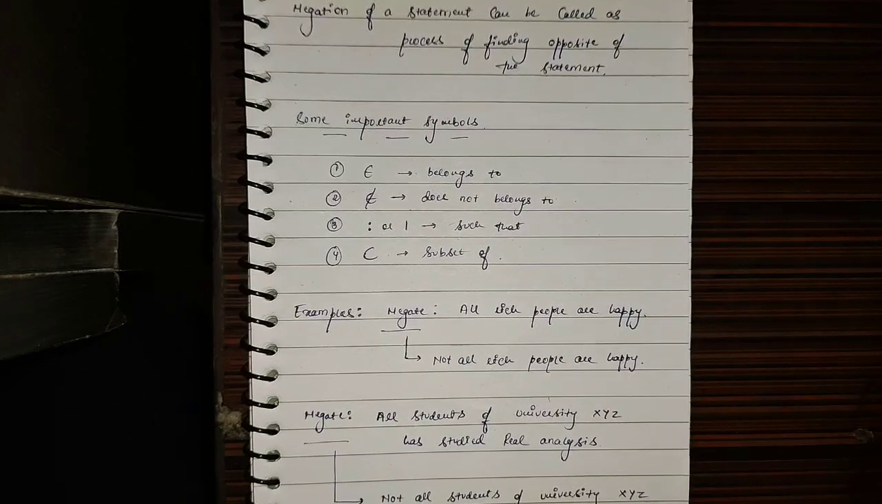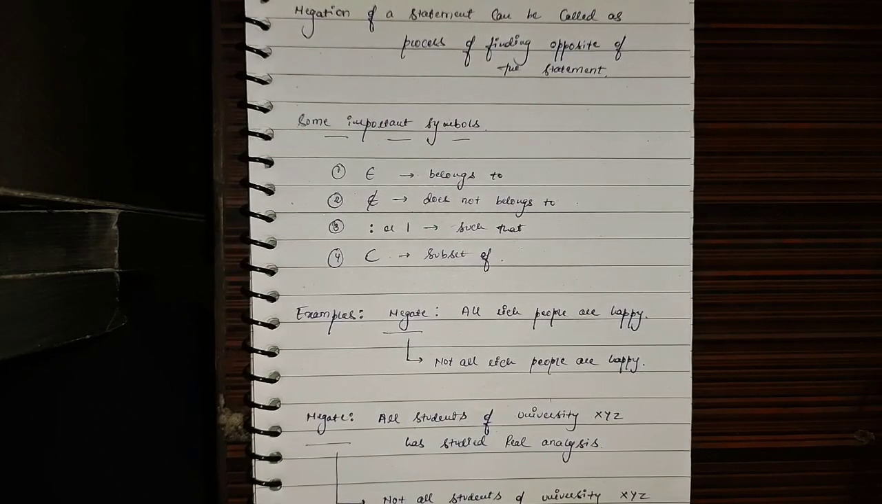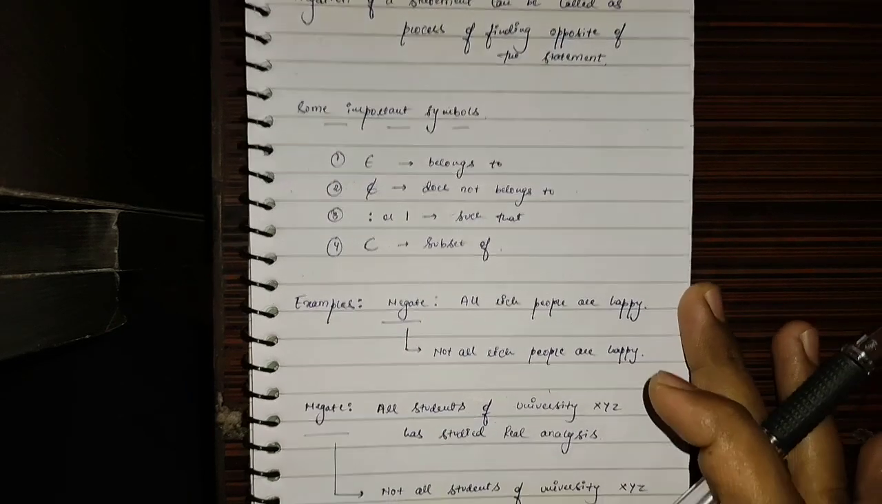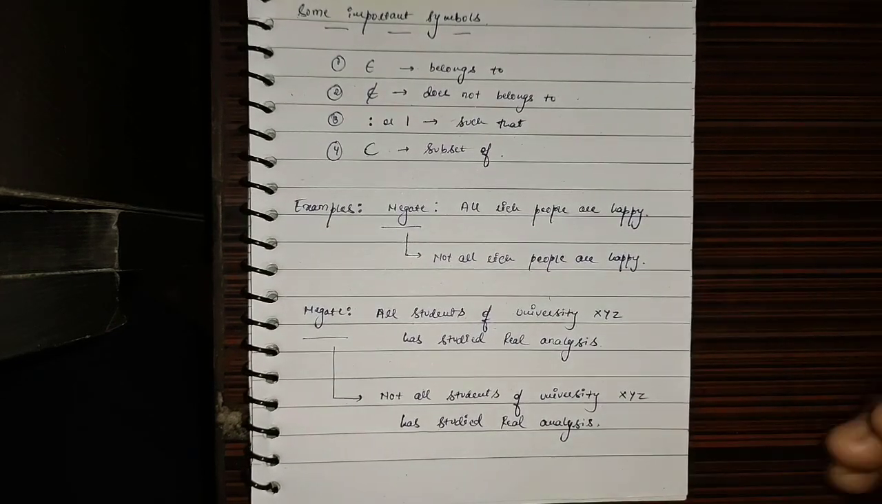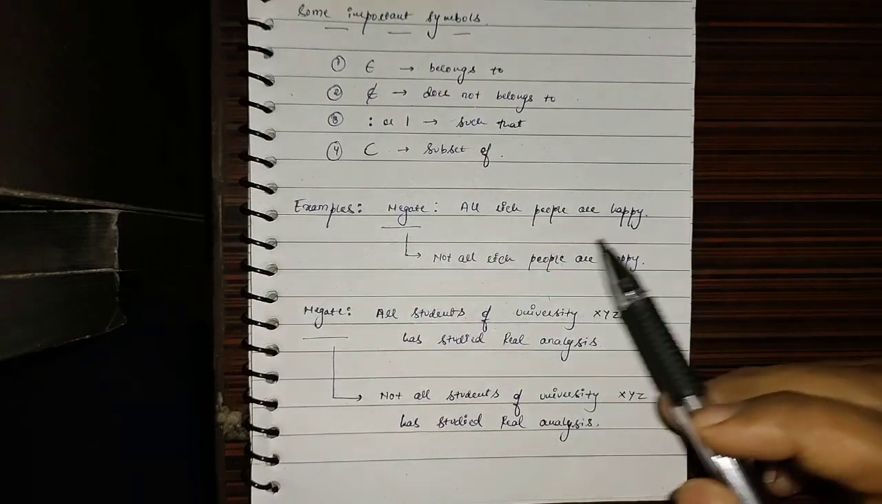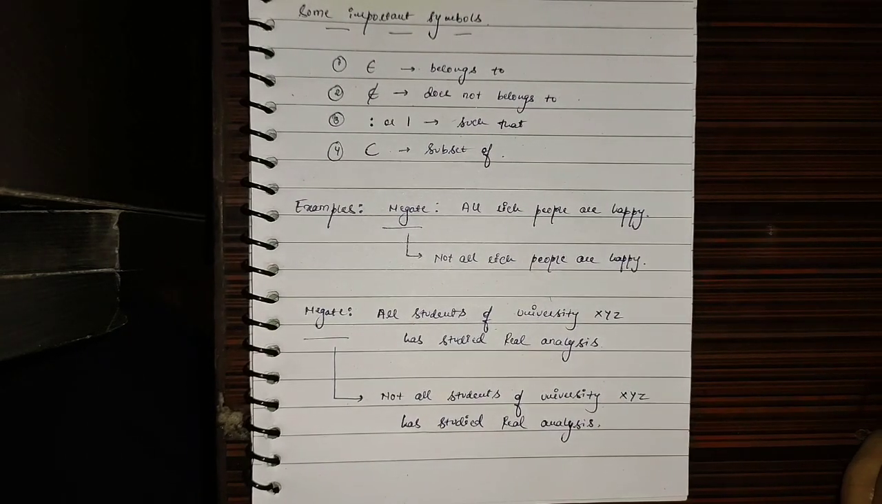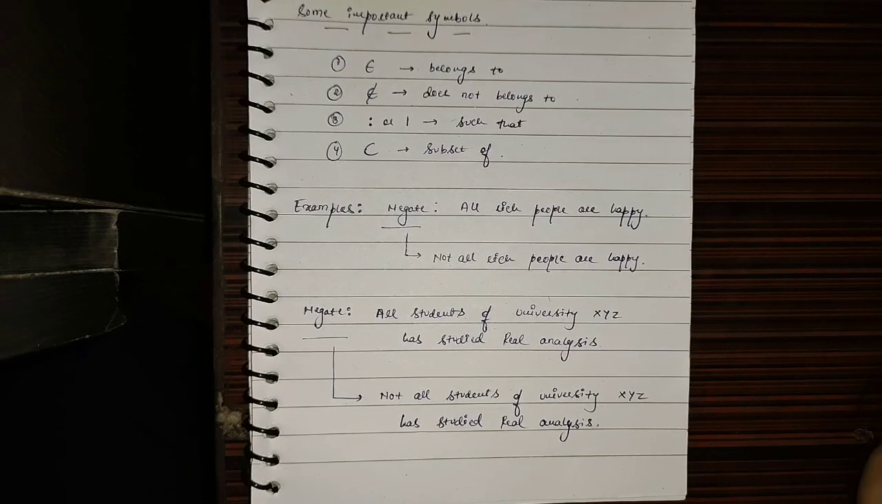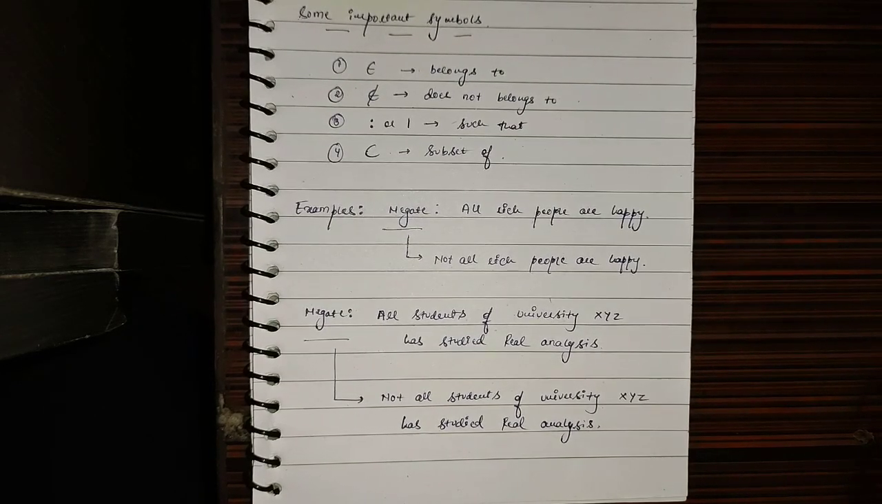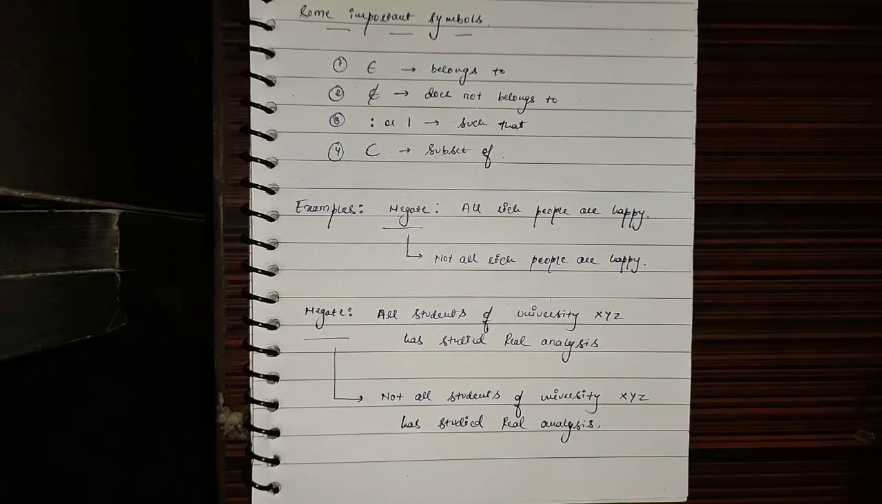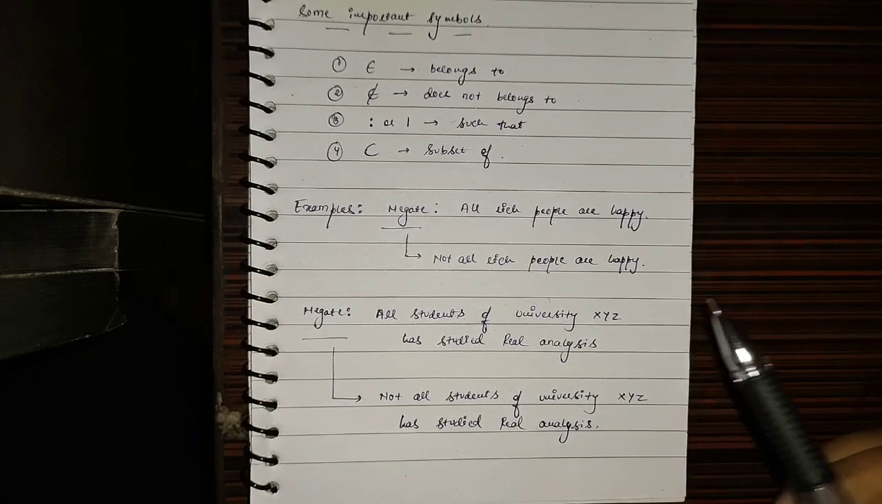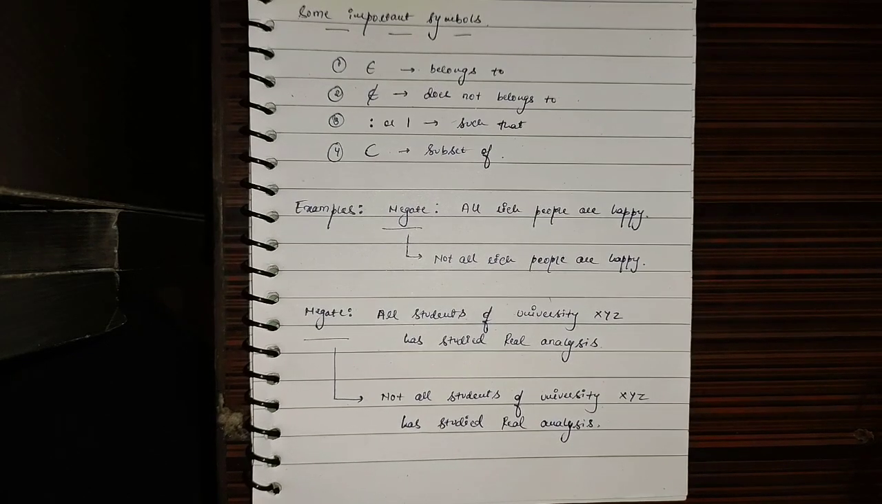Now to know more about negation, it is best explained with an example. Suppose a statement says all rich people are happy, and I want to negate it, meaning I want to contradict this statement. I have to say something that makes this statement false. So I can say it very easily: not all rich people are happy.